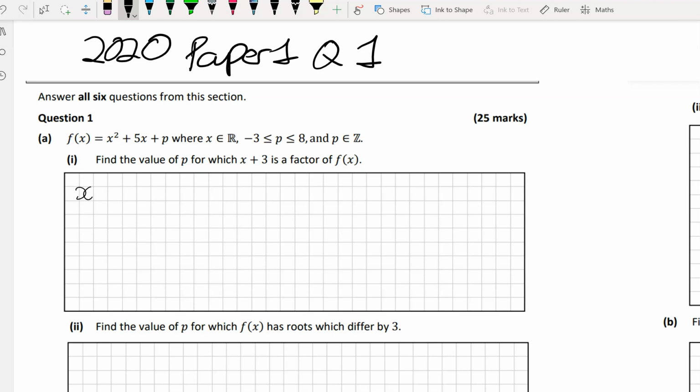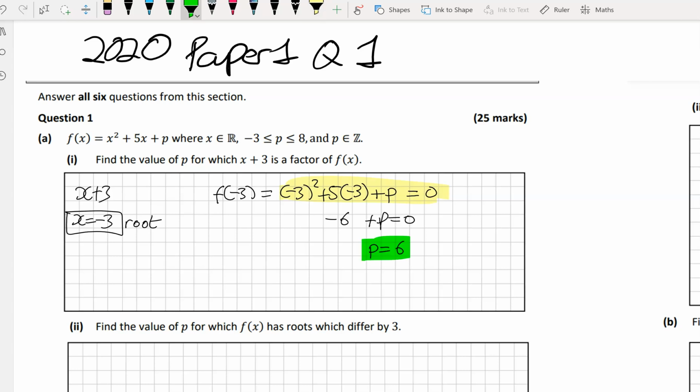We know that if x plus 3 is a factor, then x equal to minus 3 is a root. What can we do with roots? We can sub them into the function. When I sub the root into the function, it must be equal to 0. So now I have an equation with only one variable I can solve, and we can solve for a value where p is equal to 6.